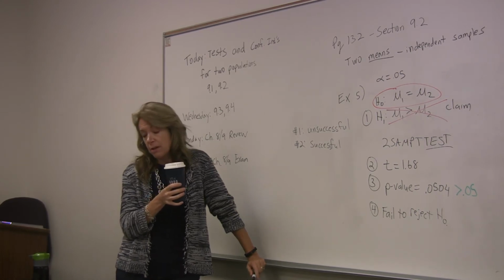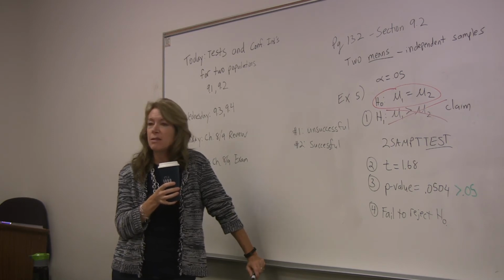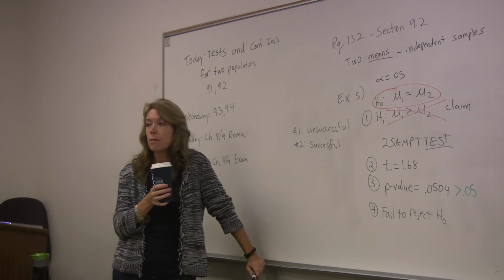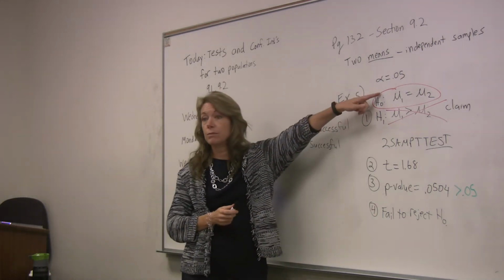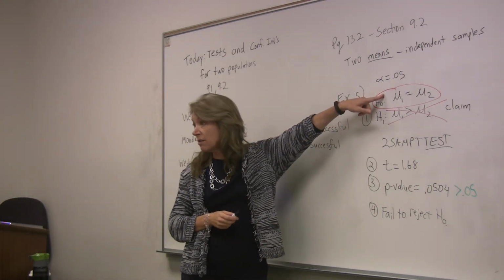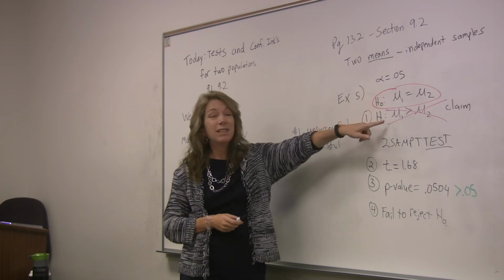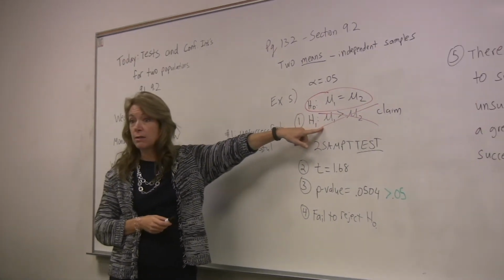So the follow-up is, based on our results, does there appear to be discrimination based on age? No. Why not? Because we failed to reject H0, and H0 says that mu1 equals mu2. We failed to reject H0, which says they're equal, and we didn't have enough evidence to support this.